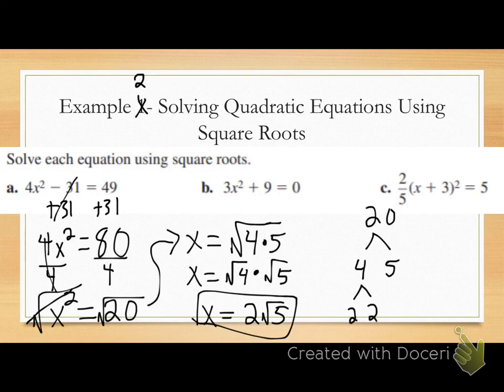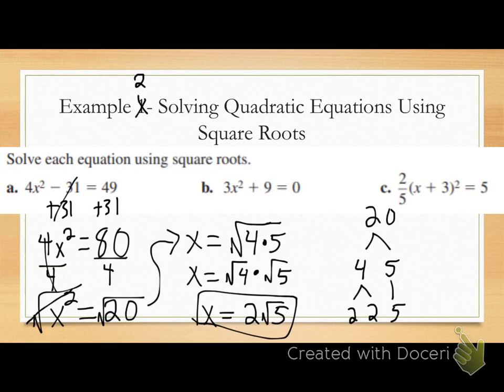Are there any other numbers that multiply to give me 2 besides 1 and 2? No. So 2 is a prime number, right? This is what we call the prime factorization, the factor tree of 20. Is 5 a prime number? Yes, it is. Nothing multiplies to give me 5 except 1 and 5, right? So there's the prime factorization of 20: 2 times 2 times 5.